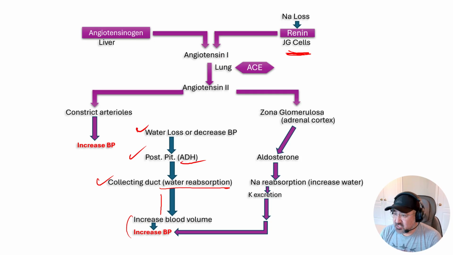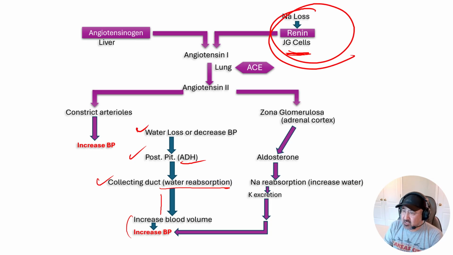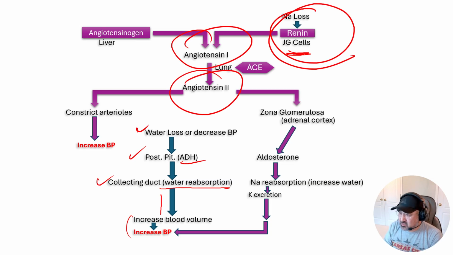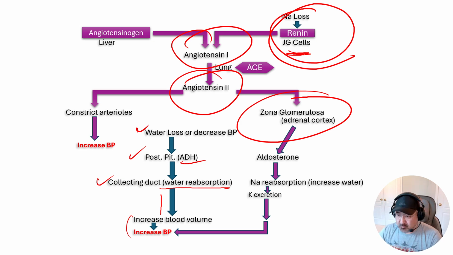Whole different conversation. But think about this. The renin-angiotensin system's pretty complex. It starts in the kidney, goes to the liver, goes to the lung, goes to the adrenal gland, goes back to the kidney. A lot of questions in national boards for sure.